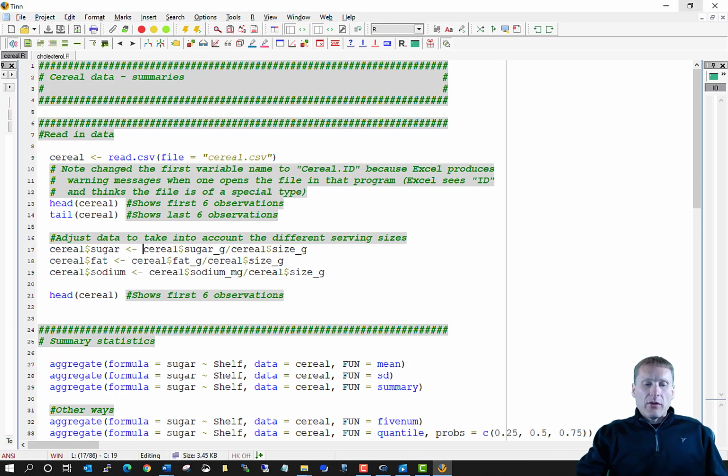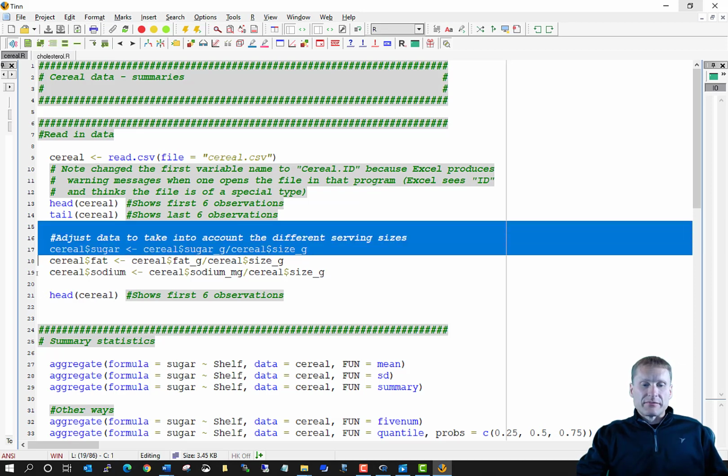The way that I do that is I create a variable called sugar in the cereal data. So if sugar actually existed in the data set itself, I could just call it cereal dollar sign sugar, but it doesn't. Instead, I am going to do this adjustment to my data and put that adjustment into my original data. And then we'll look at the head function with cereal to see if it is actually in there.